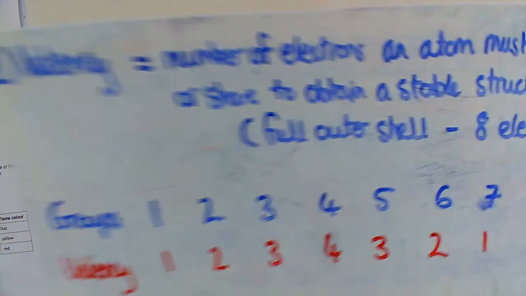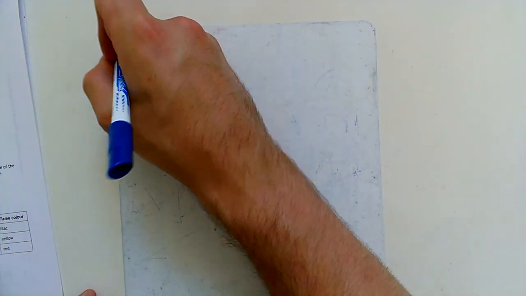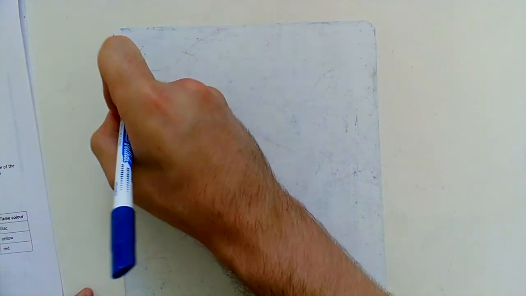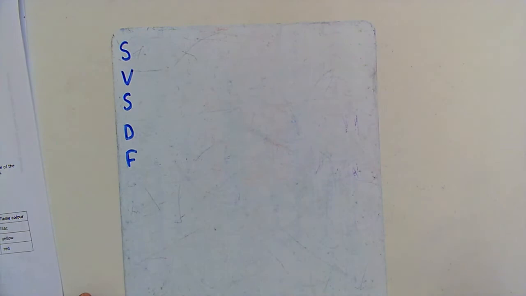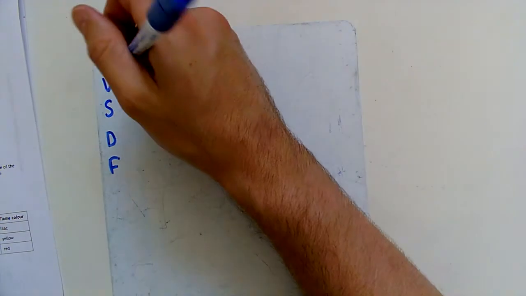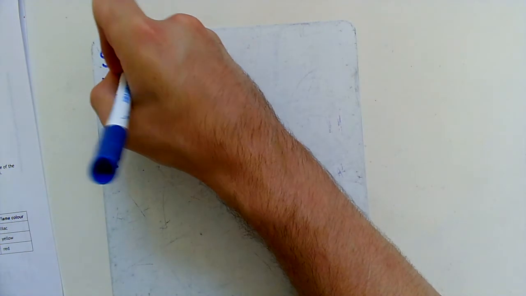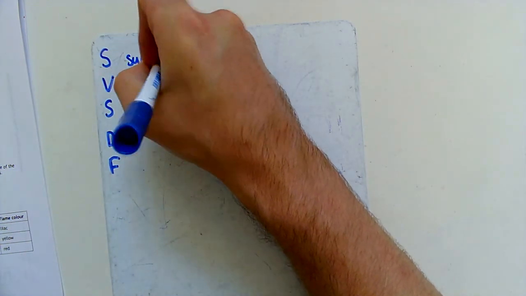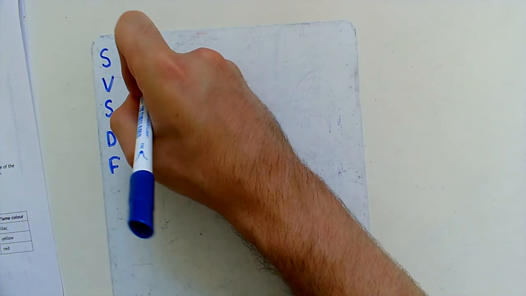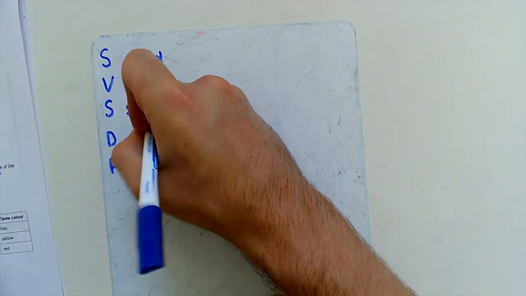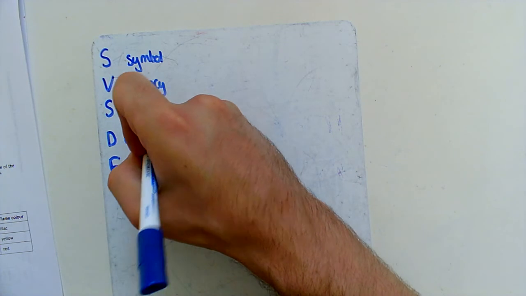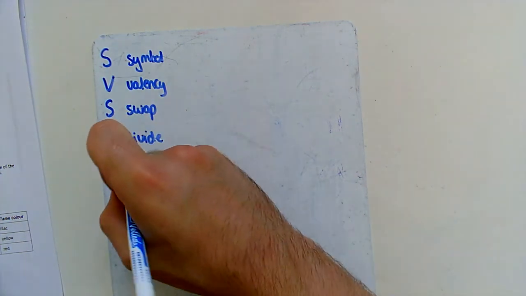And the rule, what we do is we do a set of letters: S, V, S, D, F. And we're going to do that every single time. Now that stands for symbol, valency, swap, divide, formula.